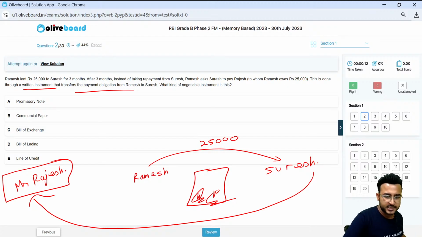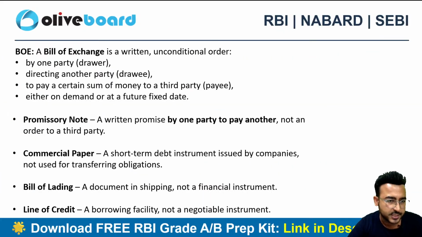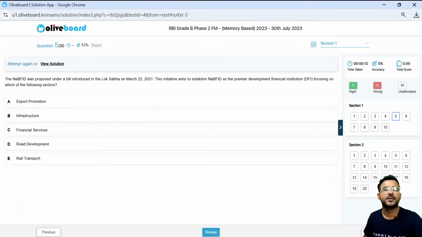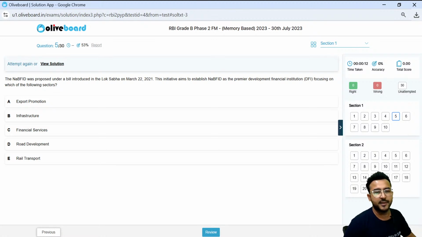Yes, the correct answer is bills of exchange. Okay, bills of exchange, this is nothing but a bill of exchange here, right? Now later on I have given each and everything for you guys, what is promissory note, what is commercial paper. Later on you can have a quick look about these things as well. Okay, NAPFID, one of the easiest question. NAPFID was proposed under the bill introduced in Lok Sabha in March 2022. What is the focus area of NAPFID?